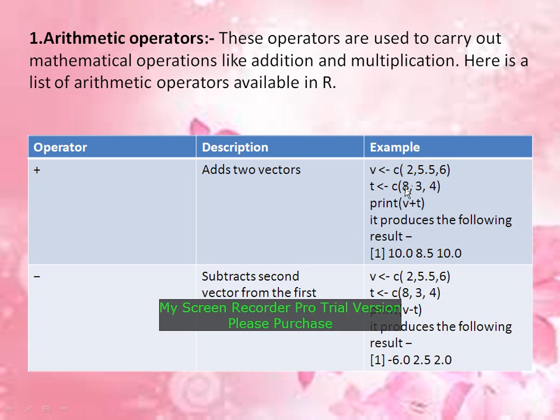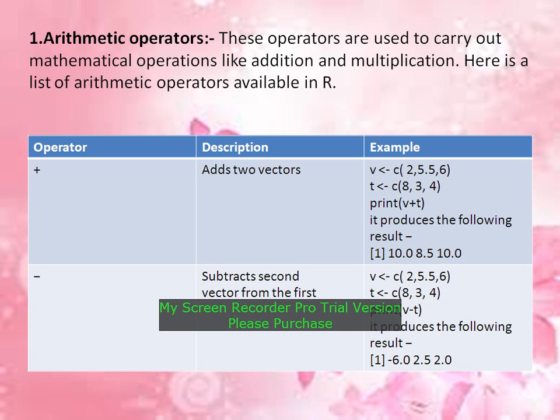What is the result? 8 plus 2 is 10. 5.5 plus 3 is 8.5. 6 plus 4 is 10. As we saw in previous classes, if the data type of a vector is low, it can be converted to a higher one. Here the high data type is numeric and the low data type is integer, so the resultant value is converted into numeric.